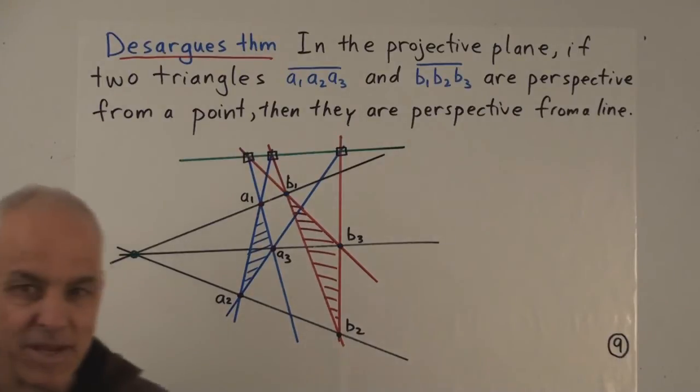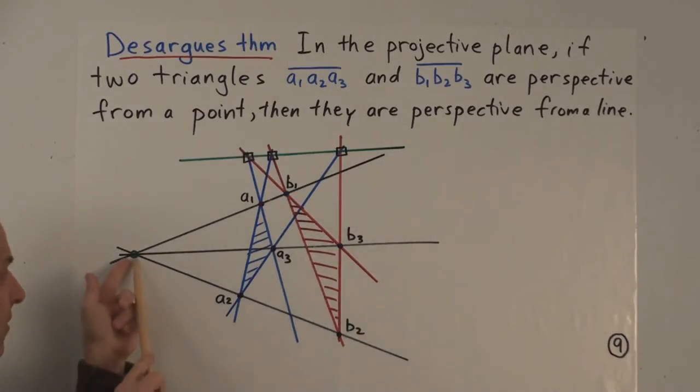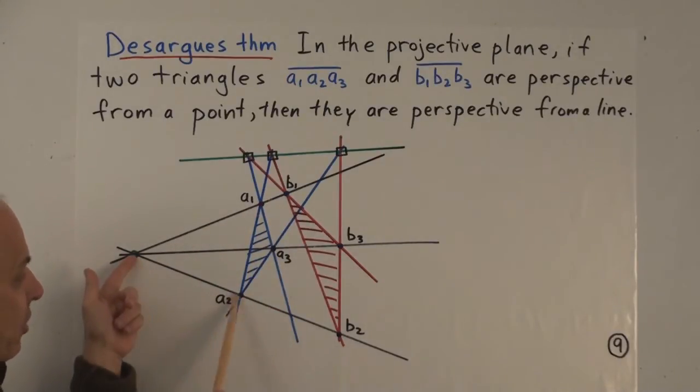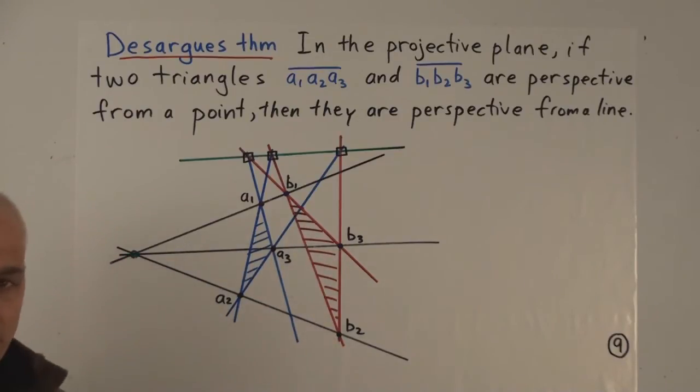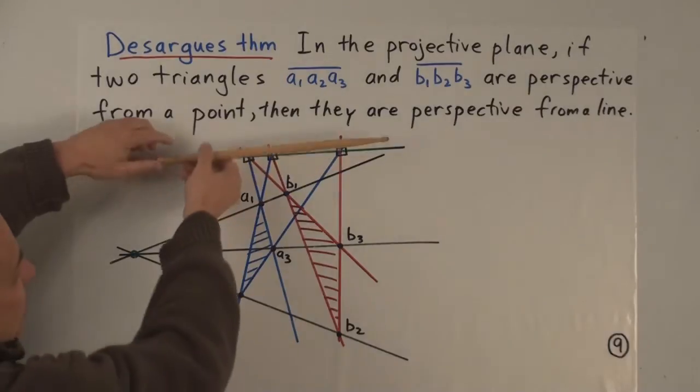So let me explain what that means. To be perspective from the point means that if you look at them from the point here, then A1 and B1 line up so that these 3 points are collinear. A2 and B2 line up, so these 3 points are collinear, and A3, B3 line up, so these 3 points are also collinear. So if that's the case, then the two triangles are perspective from a line.